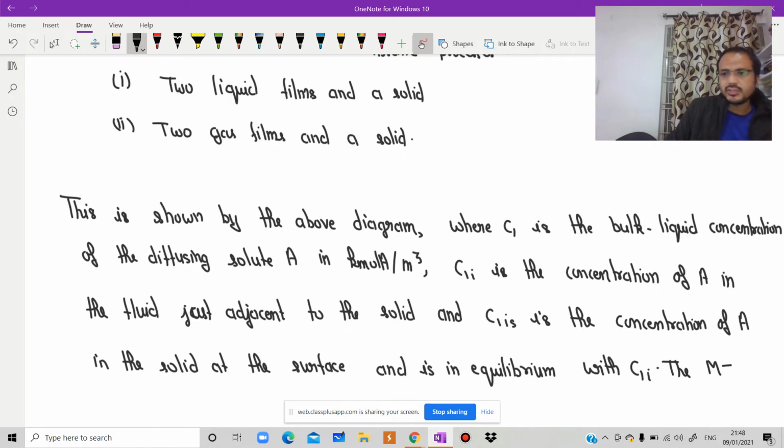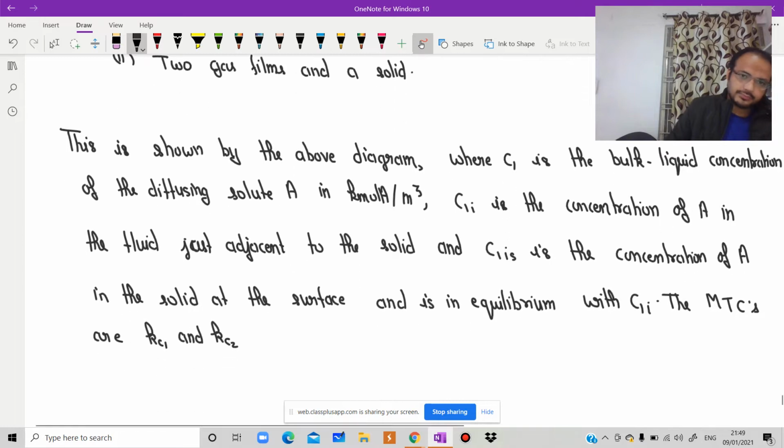And the mass transfer coefficients are Kc1 and Kc2, in meter per second.